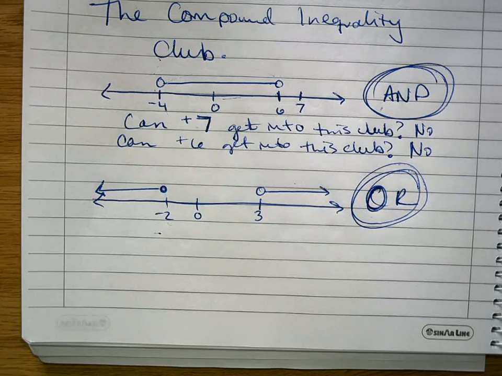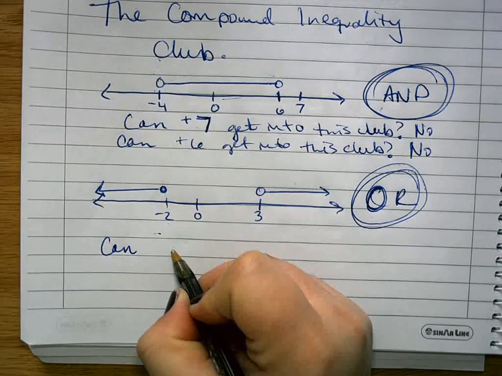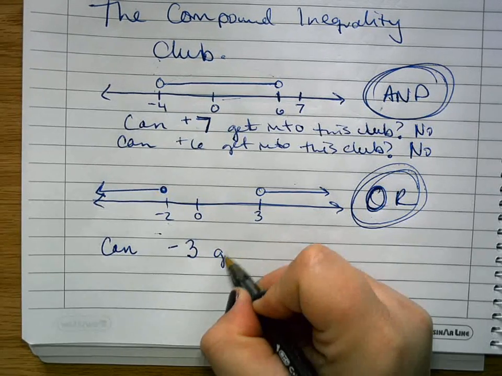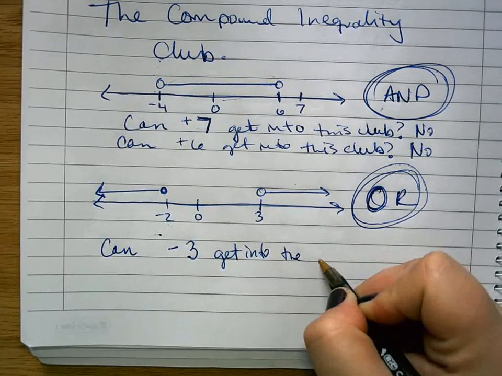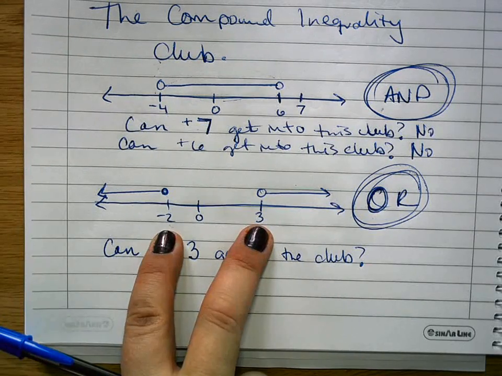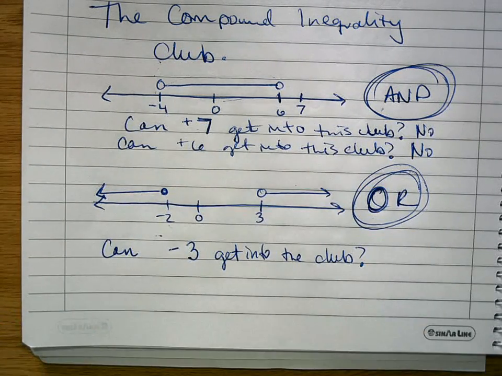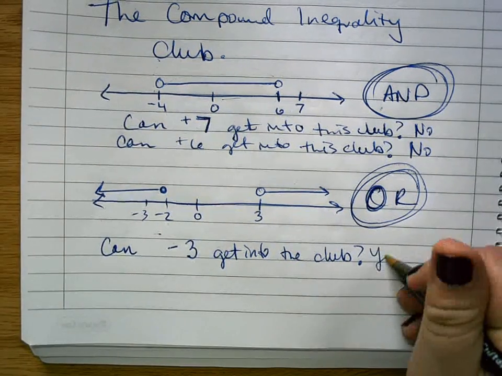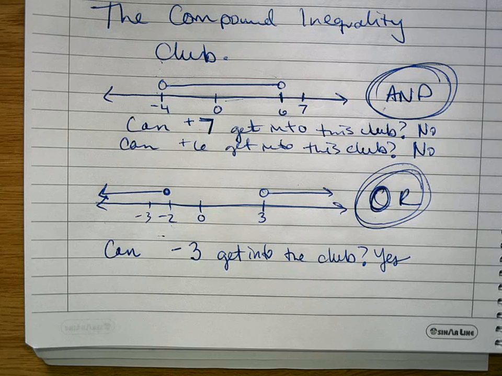The or is a little bit different. Instead of having all of the integers in between here, we have all of the integers except for that. So can -3 get into this or club? Yeah, it can. -3 gets into the club because it is less than -2. It doesn't also have to be greater than 3. In fact, it's impossible for any of these numbers to be in both places.